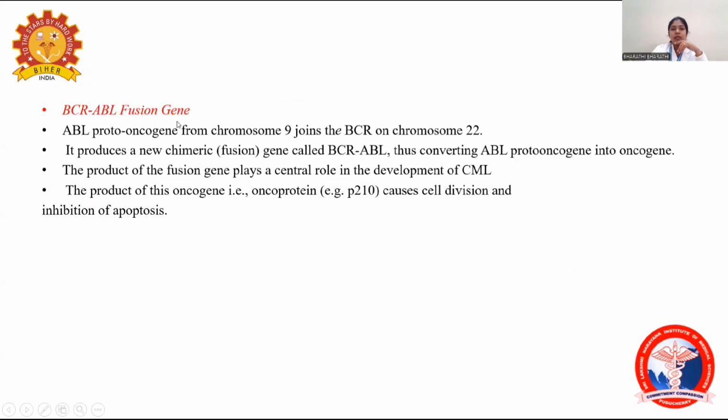So the BCR-ABL fusion gene: the ABL proto-oncogene from chromosome 9 joins the BCR on chromosome 22. It produces a new chimeric gene called BCR-ABL, thus converting the ABL proto-oncogene into an oncogene. The product of the fusion gene plays a central role in the development of CML. So the product of this oncogene, that is oncoprotein P210, causes cell division and inhibition of apoptosis.